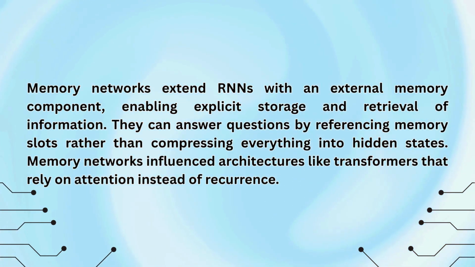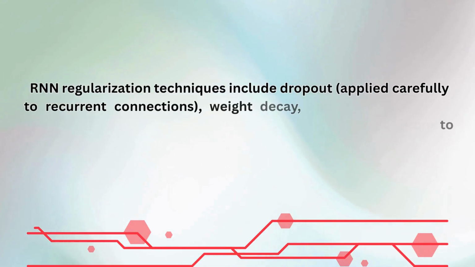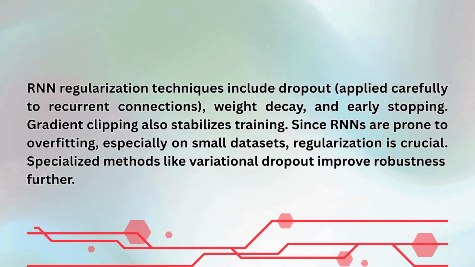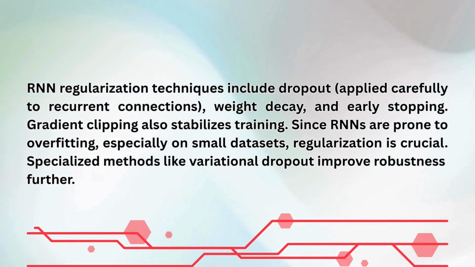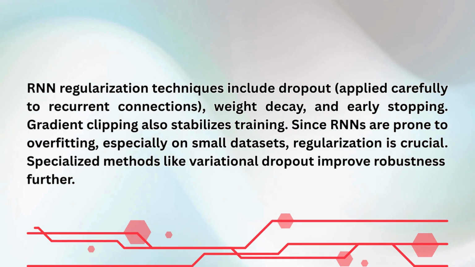Memory networks influence architectures like transformers that rely on attention instead of recurrence. What is RNN regularization? RNN regularization techniques include dropout, applied carefully to recurrent connections, weight decay, and early stopping. Gradient clipping also stabilizes training. Since RNNs are prone to overfitting, especially on small datasets, regularization is crucial. Specialized methods like variational dropout improve robustness further.